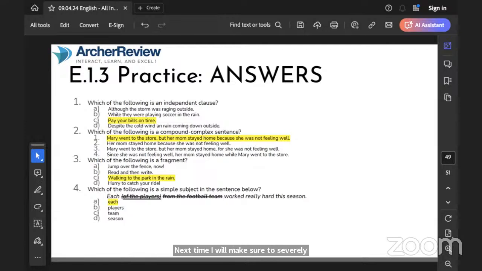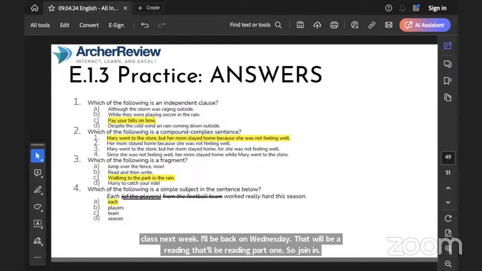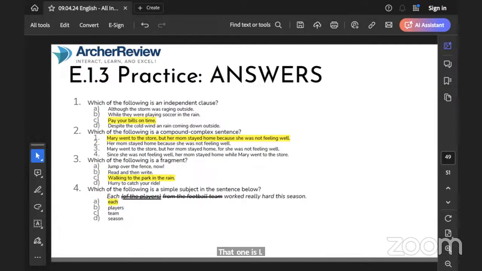Next week, I'll be back on Wednesday. That will be a reading. That'll be reading part 1. So join in. There's 6 sections on that one, so that one might be a good 2.5 hours that night. So be prepared for that. But that one's a really good one if you need practice with main ideas and things like that.